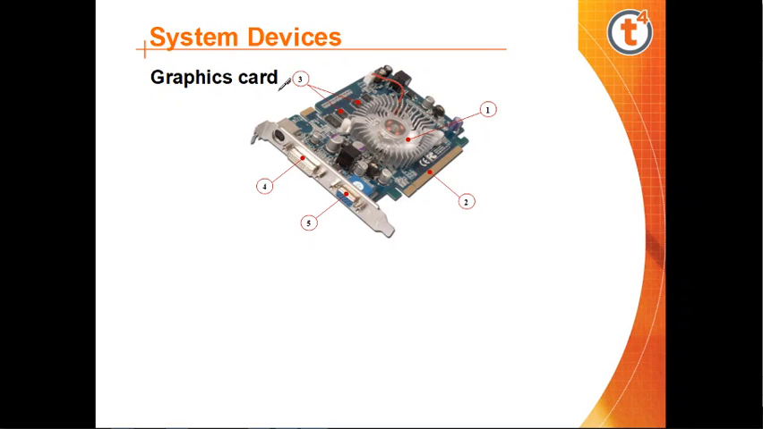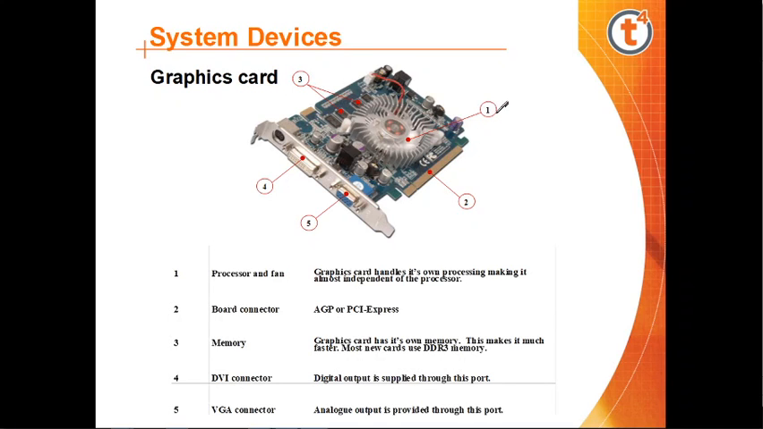Graphics card. So the graphics card is this, and here some pointing is there. One is the processor, this one, the processor and fan. The fan is connected to this. The graphics card handles its own processing, making it almost independent of the processor.